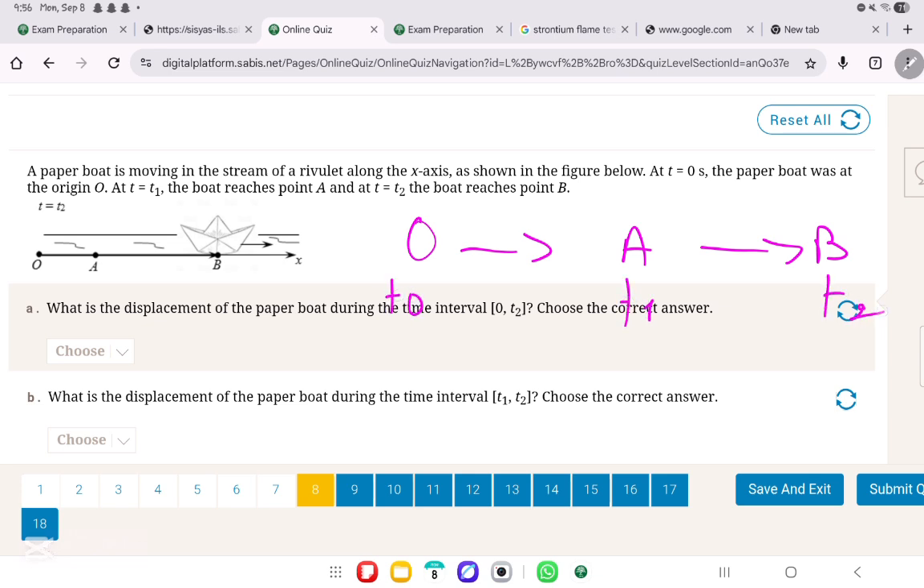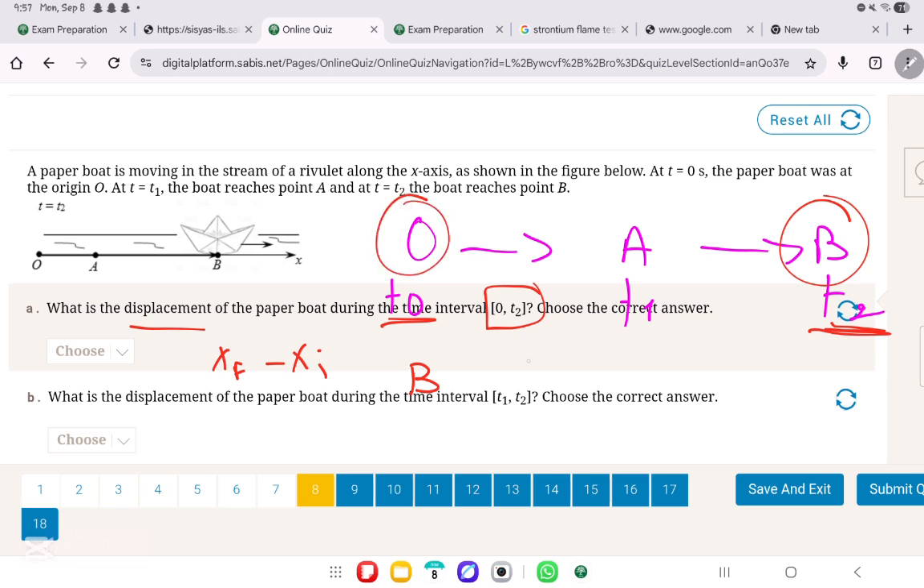Now, what is the displacement of the paper boat during the interval 0 to time 2? So, first of all, displacement is what? It is x final minus x initial. Now, of course, with respect to the time interval. So, when they say 0 to time 2, that means x final is B, okay? And x initial is O.